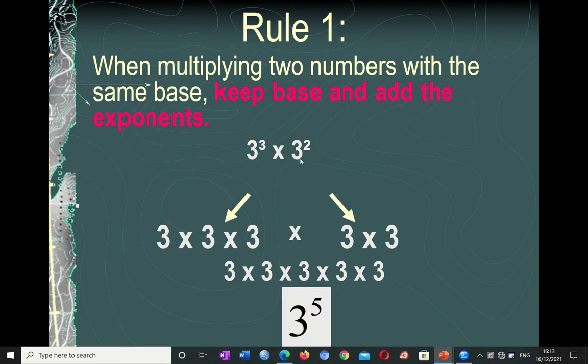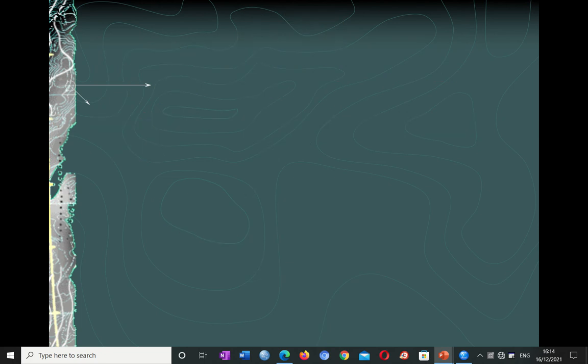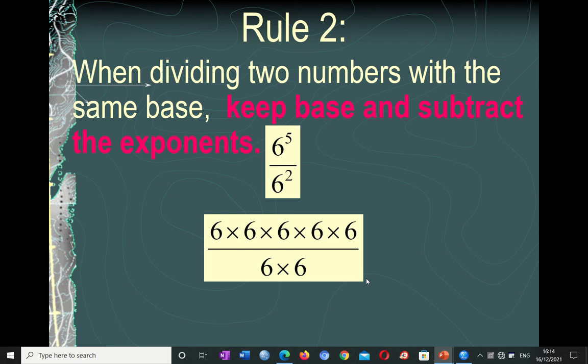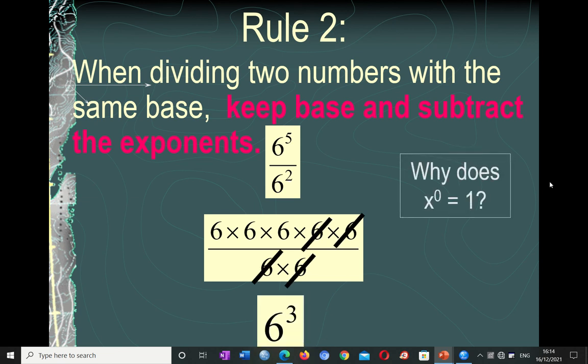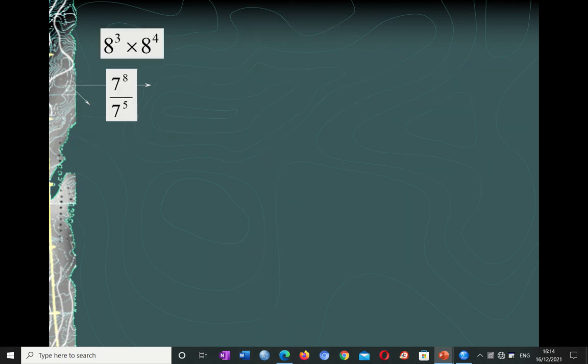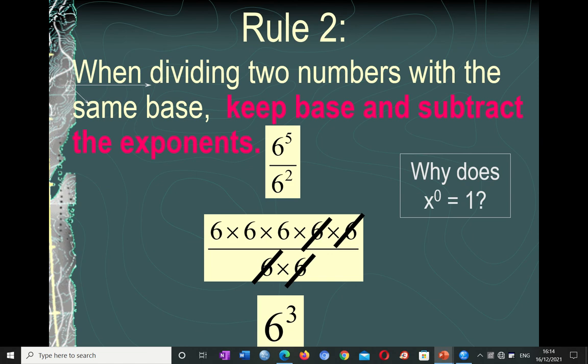So if you have the same bases, 3 to the power 3 and 3 to the power 2, they give 3 to the power 5. Rule 2: if it is like this, you subtract. 5 minus 2, and you see that it is 6 to the power 3. Yes, let us do some.